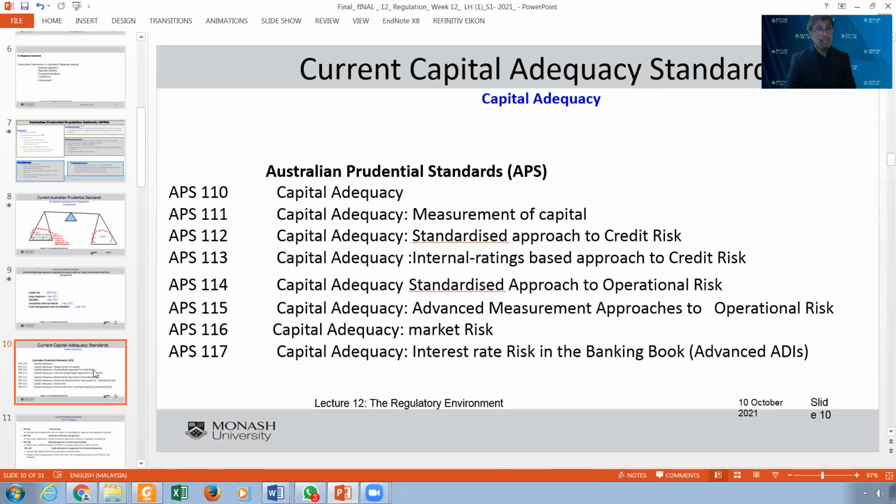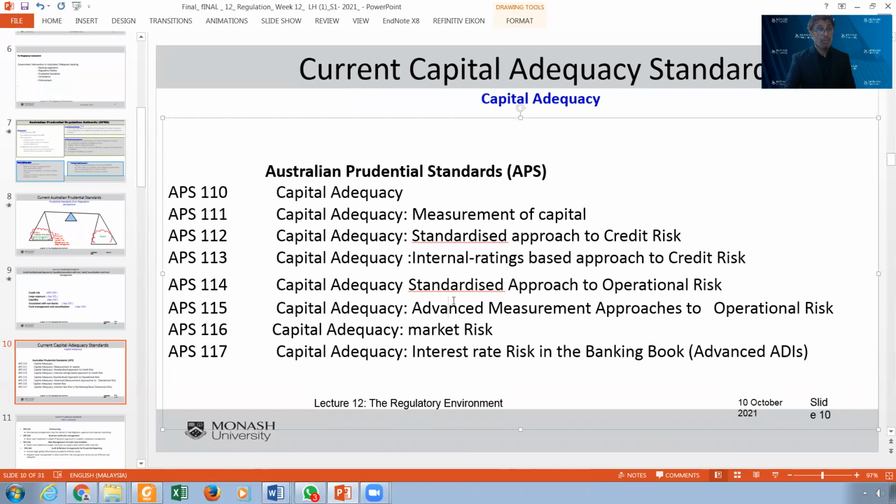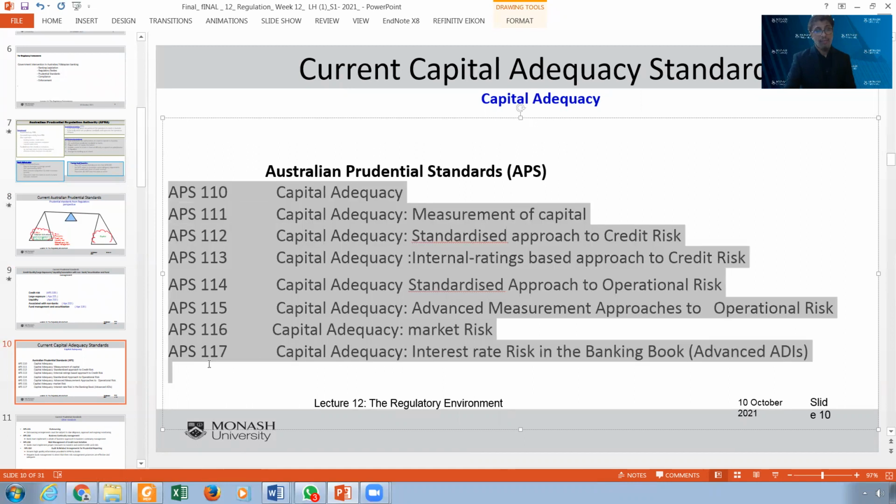I think in week 11 we talked about, since we covered the capital, the capital adequacy, the measurements, the standardized model and non-standardized model, advanced models, and the measurement approach to operational risk. At least this is what you have in the recording. And therefore, if you look at Australia, APS 110 to 117 is covering the capital.